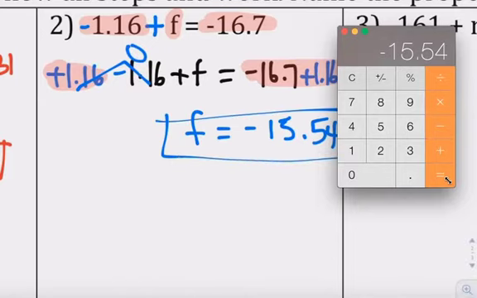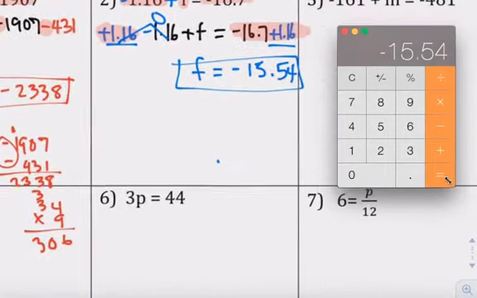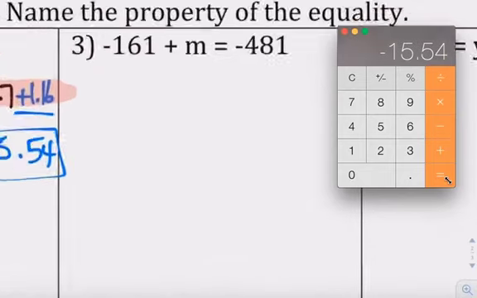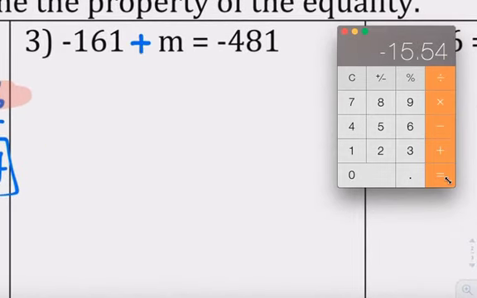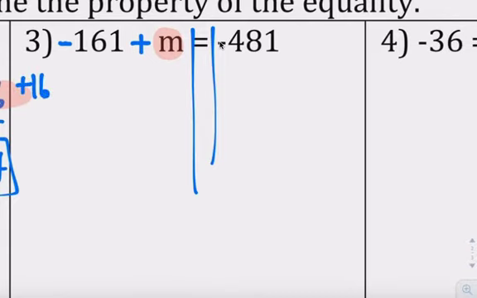You have to show your steps. Even though you use a calculator, I need to see this addition property of equality here. Okay, number 3. Because it's adding, you need to make one of them equal to 0. Not this one, but the one on the letter side. You need to make that number equal to 0 on the letter side. So how do we make a negative 161 equal to 0? We add 161. That will get you 0.